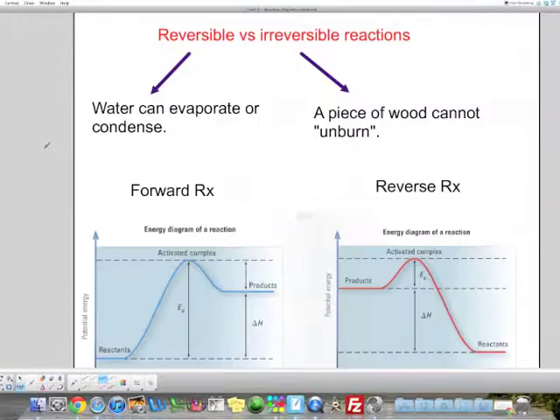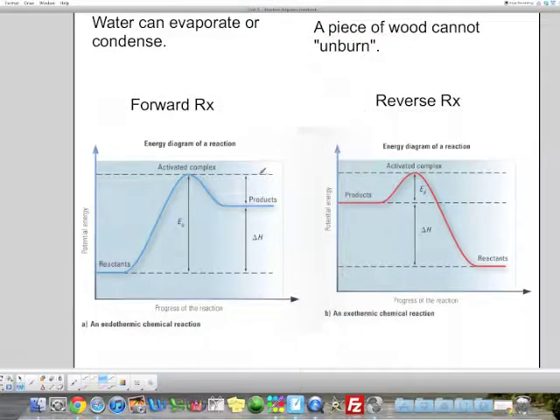Last item, reversible versus irreversible reactions. Some we can turn back, like physical changes. Water can evaporate or it can condense. I can melt a piece of ice, I can freeze the water back, so that's reversible. Irreversible, something that burns, for example, so I can't unburn a piece of wood. Because something can sometimes be reversible, we're going to have two graphs.